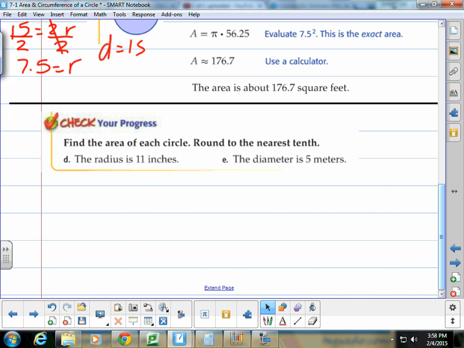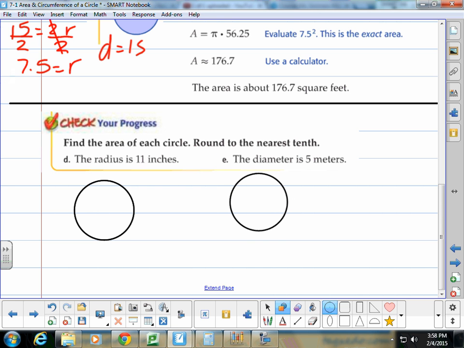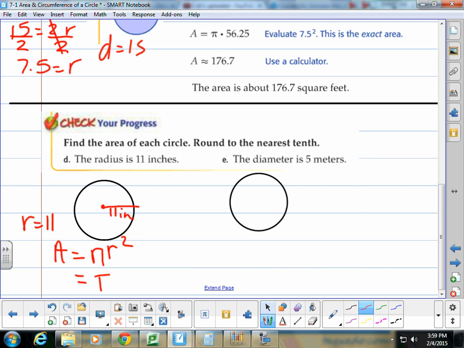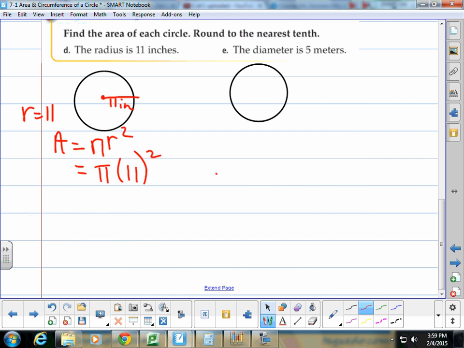This is not giving you a picture, so you're going to have to draw a picture. You're given a circle on both of these, and of course, they're not to scale. And on this one, you're given a radius, try to just center, of 11 inches. So since we know the radius, we can plug in: area equals pi times the radius squared. So I plug in 11 and I square it. And then I get pi times 121.